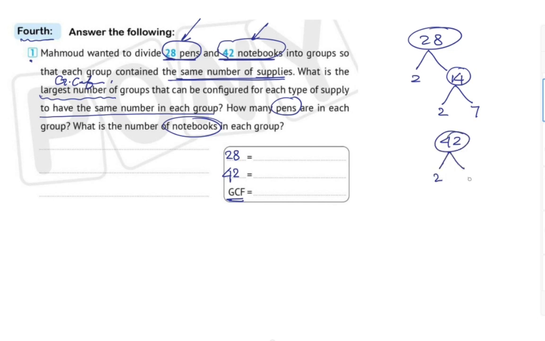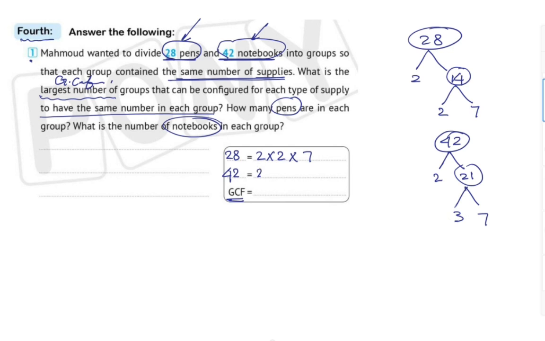42 is 2 times 21. Now, 21 is not prime. 2 times what? There is no whole number times 2 that equals 21. So I will use the next prime number, 3. 3 times 7. So 2 and 3 and 7 are all prime numbers. Now, 28 equals 2 times 2 times 7. 42 equals 2 times 3 times 7.